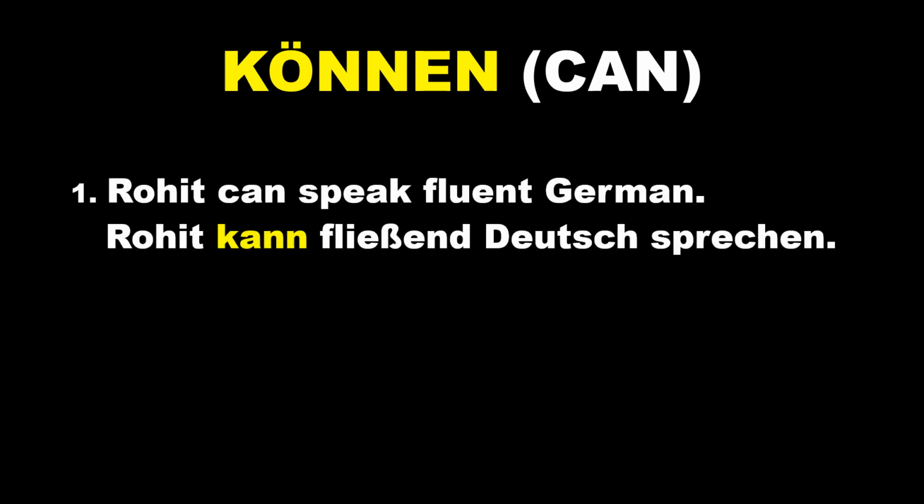Let's go ahead. Now, let's see some examples of the verb KÖNNEN, which means can. Rohit can speak fluent German. Now, how to translate it? Rohit kann fließend Deutsch sprechen. It is following the complete rule of the sentence structure. Rohit, subject, kann, that is the conjugated form of the modal verb. And then comes the extra information or the object. And at the end of the sentence, sprechen, that is the main verb.